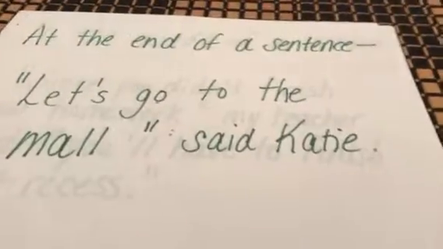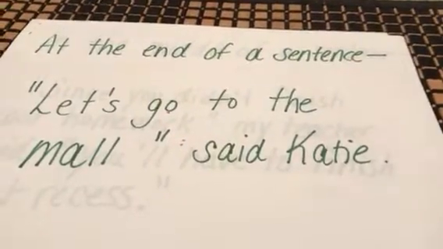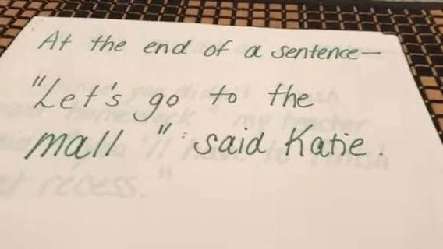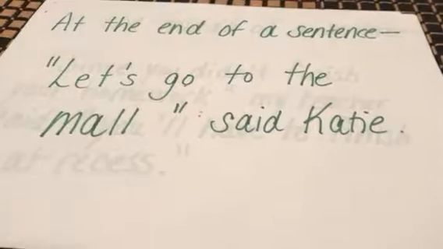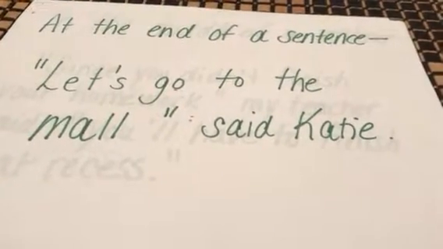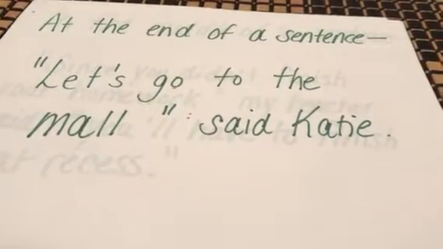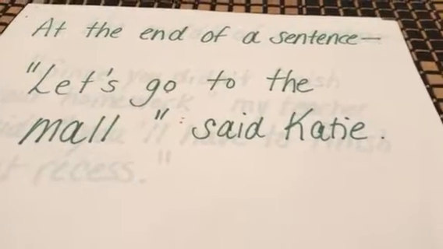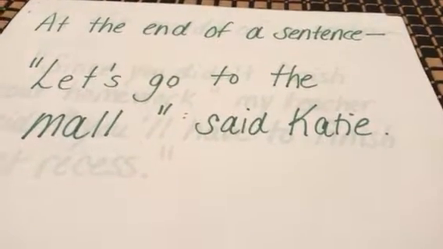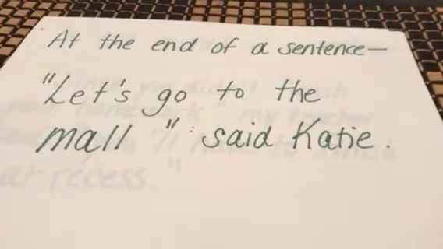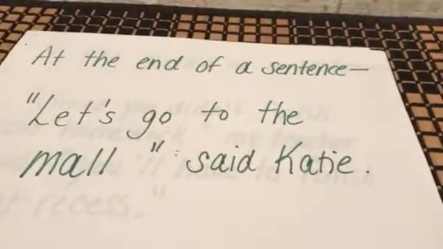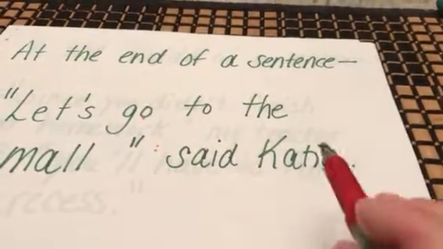The next thing I want you to write down is, on the paper, write down "at the end of the sentence." And then let's write down the sentence, let's go to the mall, said Katie. Pause the video and write down the sentence. Okay, now we need to punctuate. Again, we have to imagine that basically it's two sentences in one, because we have what Katie's speaking, let's go to the mall. And then we also have Katie said.